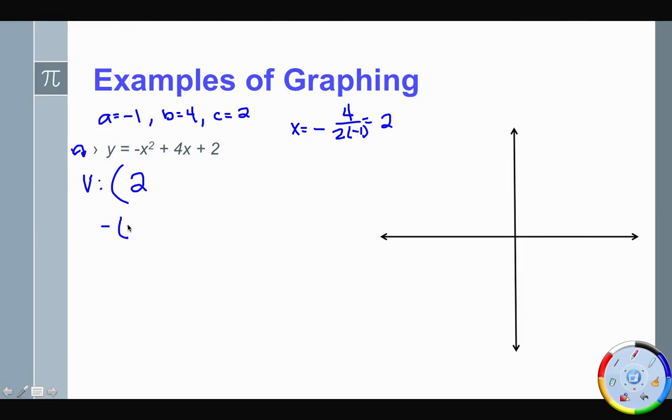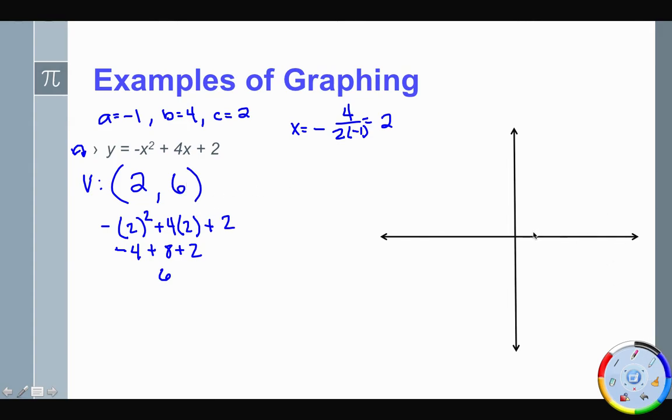So we get negative quantity 2 squared plus 4 times 2 plus 2. Here we get 2 squared, which is 4, but the negative makes it -4, plus 8 plus 2. -4 plus 8 is 4, plus 2 is 6. So our vertex is at the point (2, 6).